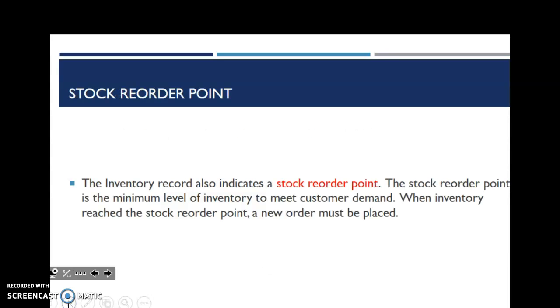Also, a stock reorder point. The inventory record also indicates a stock reorder point. The stock reorder point is the minimum level of inventory to meet customer demand. When inventory reaches the stock reorder point, a new order must be placed. Often it's automatic, not always, but it lets the owner know when an item is low in inventory and needs to be reordered.